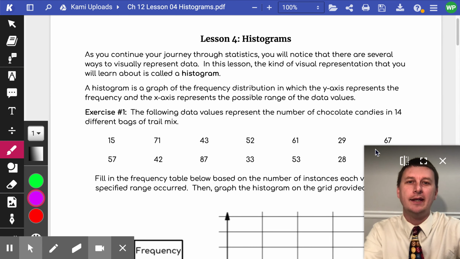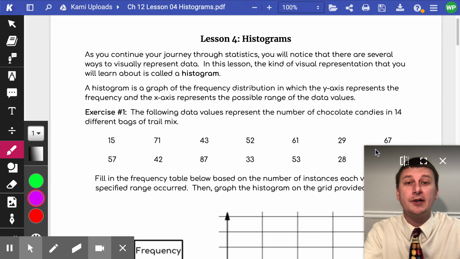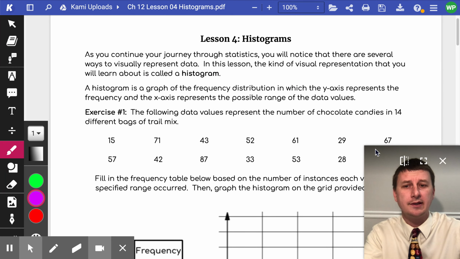Algebra 1. And in this video, we're going to be looking at our lesson on histograms. As you continue your journey through statistics, you will notice that there are several ways to visually represent data. In this lesson, the kind of visual representation that you will learn about is called a histogram. A histogram is a graph of the frequency distribution in which the y-axis represents the frequency and the x-axis represents the possible range of data values. So that's a big, long definition of what a histogram is.